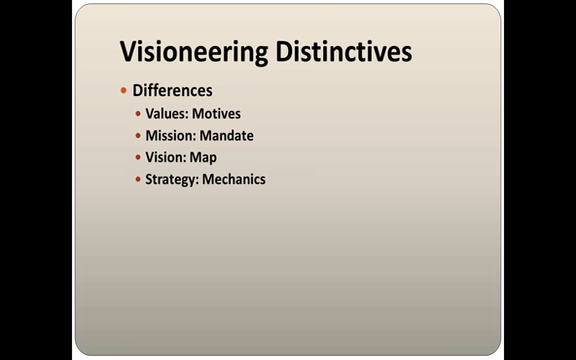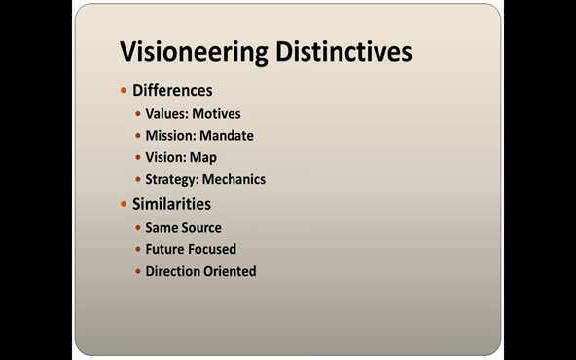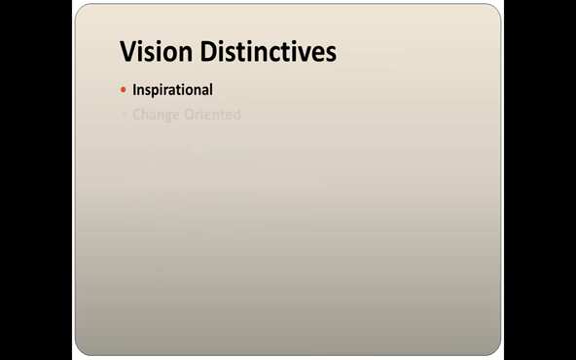And so there are differences that you need to understand about the distinctives of vision and visioneering. Then there are things that are similar, things that are the same. They have the same source. God gives the mandate. God gives the vision. Then it's future focused. They're both looking at what we are supposed to be doing today, tomorrow, next week, next month, next year, and the following years that we're carrying out. And so they're future focused, and of course, vision's in the future. And then they're direction oriented. Where are we going and how are we going to get there? And then they're function directed, that you're supposed to be doing something. And so there are similarities to each one of these components as we look at them. Distinctives: they're inspirational. They are change oriented.